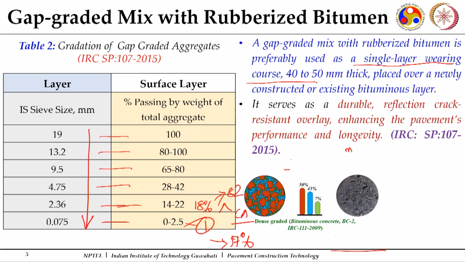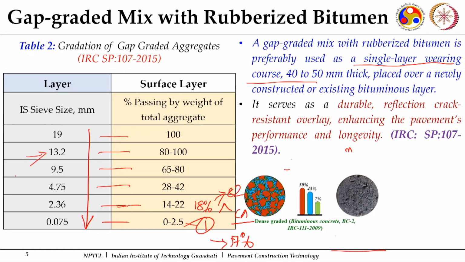So, a gap graded mix with rubberized bitumen is preferably used as a single layer wearing course. It is used mainly for wearing courses of thickness 40 to 50 mm. As I mentioned, this is with respect to your NMS, and the NMS is the sieve size where some percentage of material is retained. So, here probably it will be 13.2 mm. So, we normally go for 2.5 to 3 times the NMS as the layer thickness. So, this forms around 40 to 50 mm of the layer thickness.